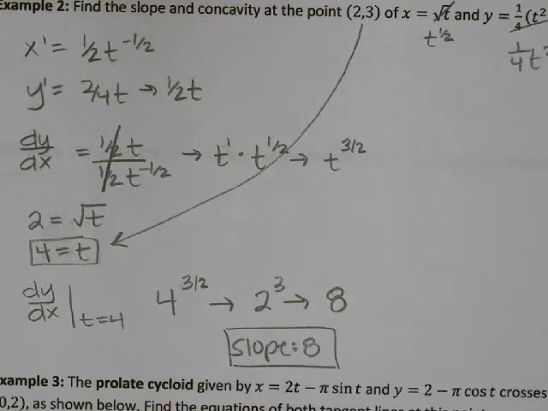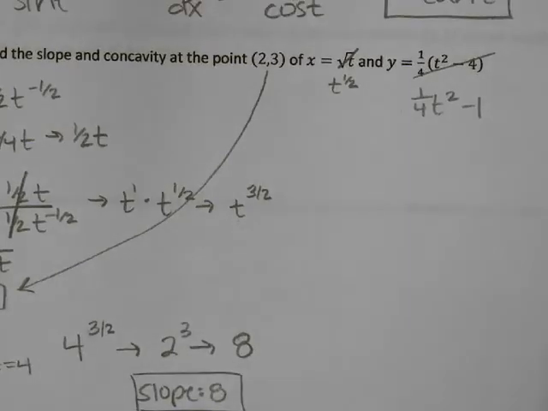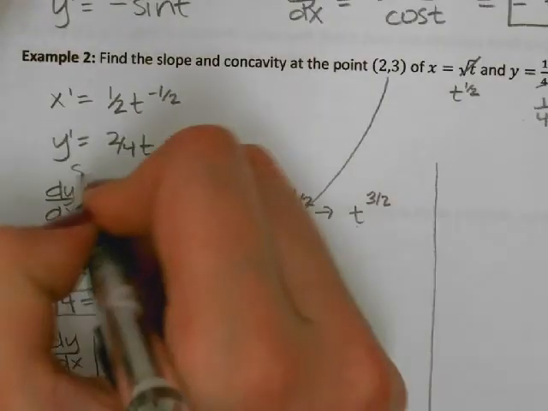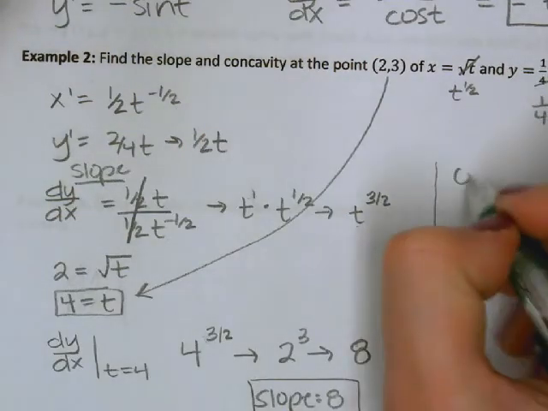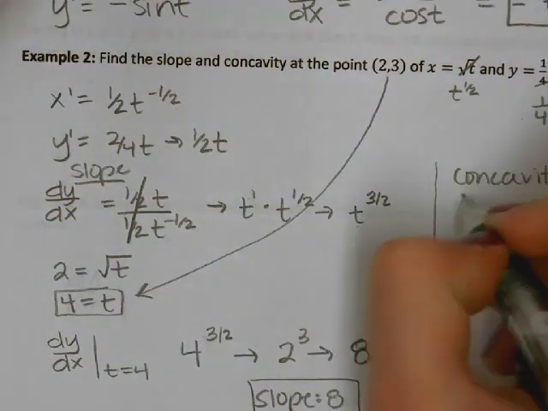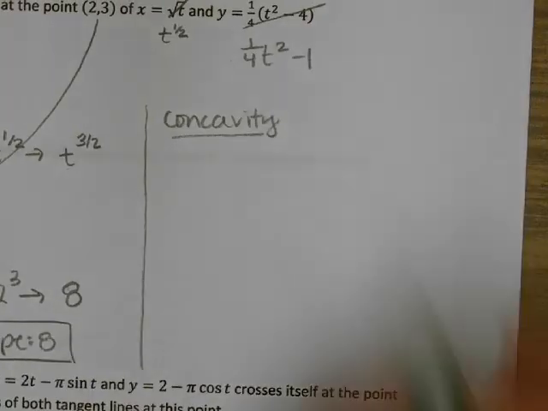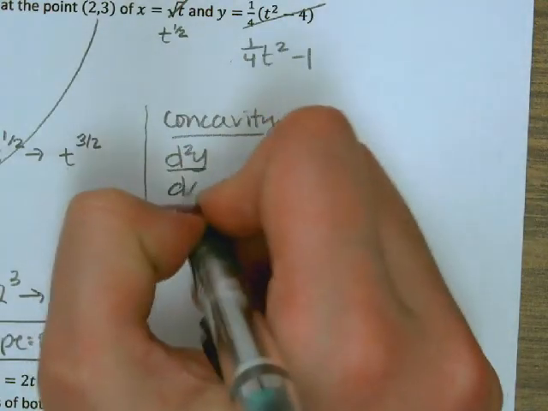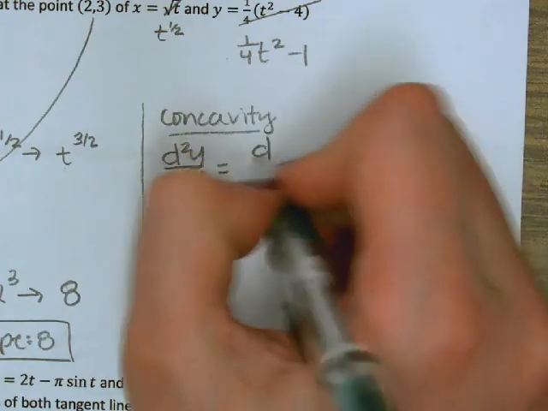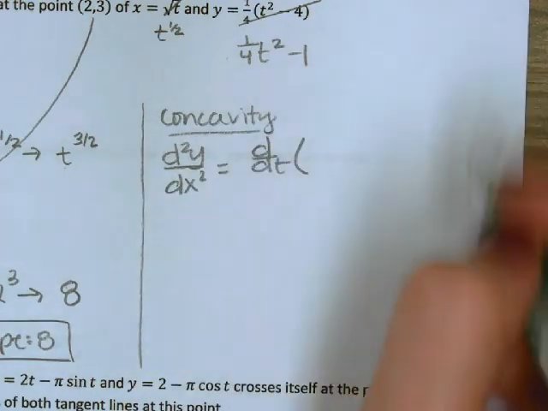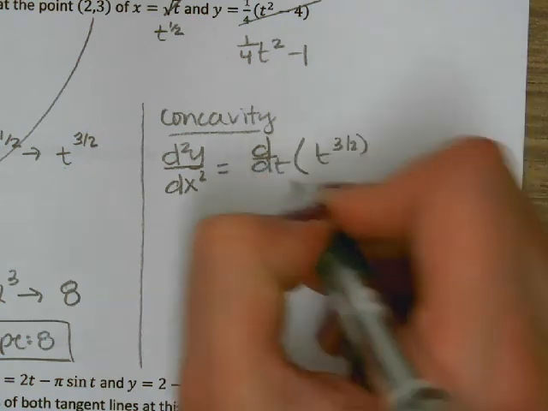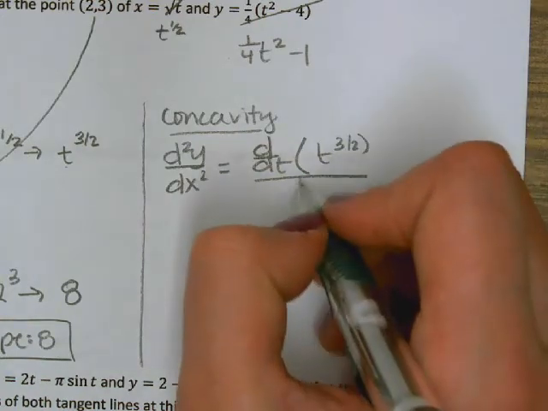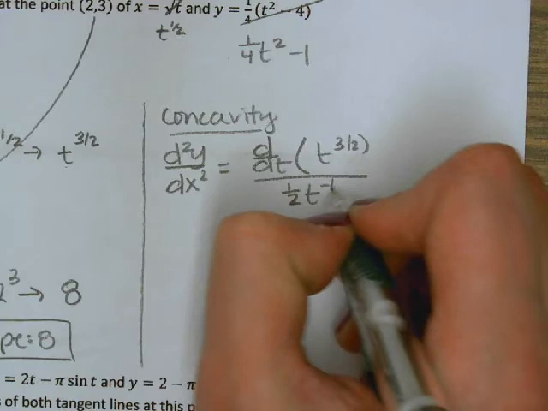All right, the concavity is going to use a second derivative. This is the work that I did for my slope, and over here I'm doing concavity. So the formula for the second derivative was d2y/dx squared is d/dt of dy/dx, which was t to the 3/2, divided by dx/dt, which is 1/2 t to the negative 1/2.